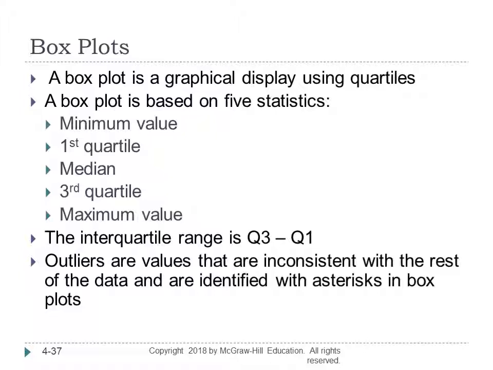Also, when you do a box plot, you can list the outliers. The outliers are values that are inconsistent with the rest of the data. They could be either too large compared to most of the data, or too small. These are called outliers, and they are identified with asterisks in the box plot.